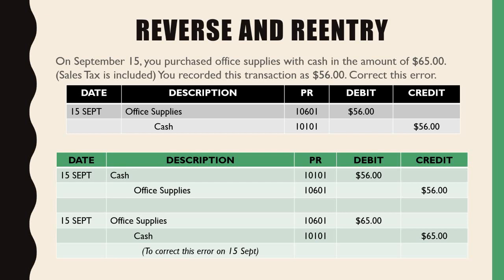In my books, I recorded it wrong. So what do I have to do? I have to reverse my transaction, and then I need to enter it in for the correct amount. Okay? Any questions here? No. Okay.